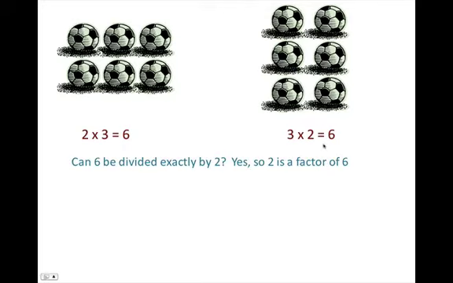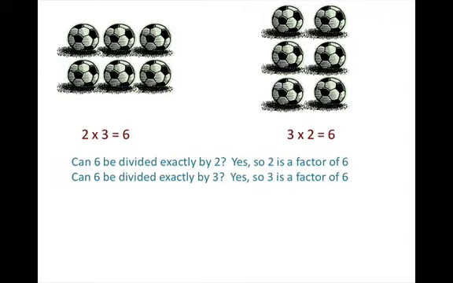Okay, here we have two rows of 3 soccer balls, and here we have 3 rows of 2 soccer balls. So let's take a look. This one is 2 times 3 equals 6. This one looks like 3 times 2 equals 6. Can 6 be divided exactly by 2? Well, of course it can. We know that 6 divided by 2 is 3. So 2 is a factor of 6. Can 6 be divided exactly by 3? 6 divided by 3 is 2. So yes, 3 is a factor of 6.